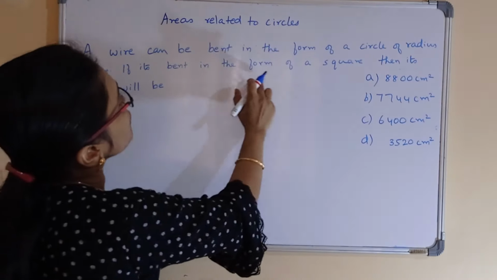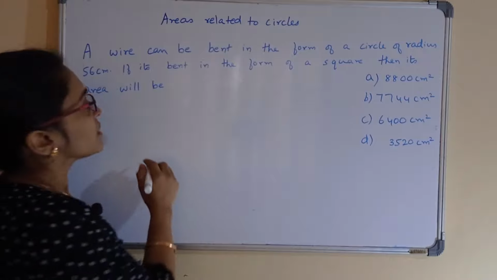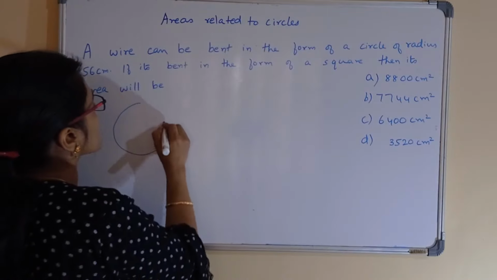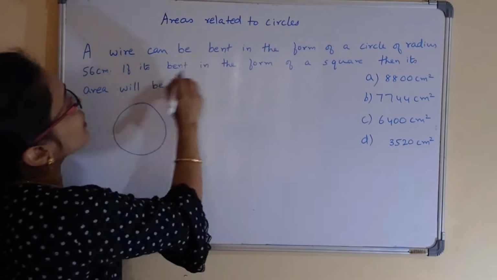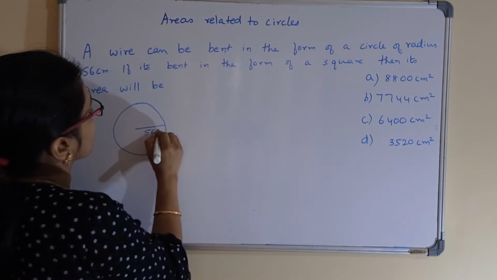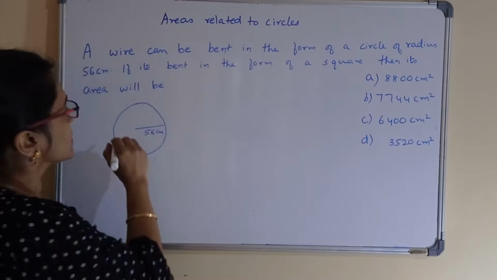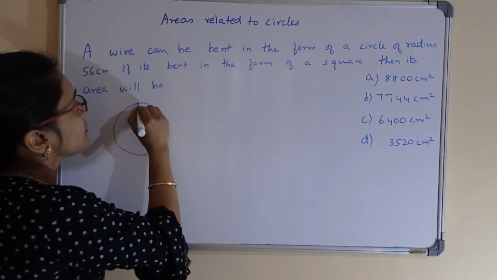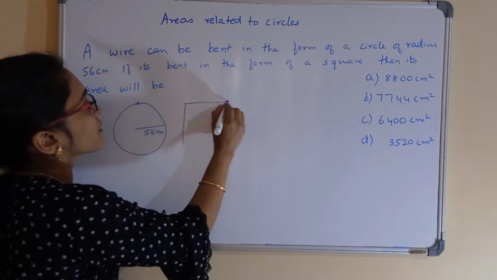Next question is, a wire can be bent in the form of a circle of radius 56 centimeter. If it is bent in the form of a square, then its area will be. So one wire which was bent in the form of a circle of radius 56 centimeter. The same wire is taken and the same length is bent in the form of a square.